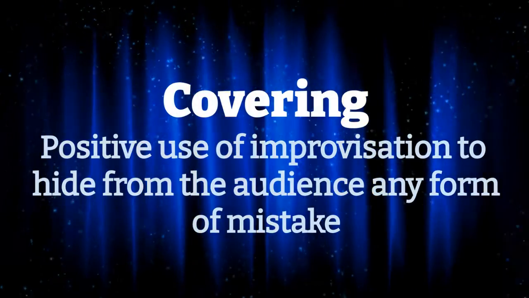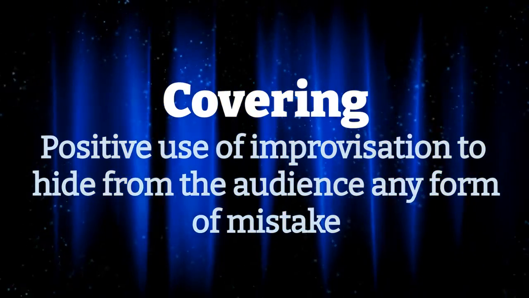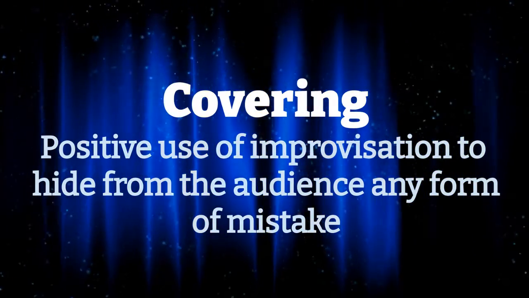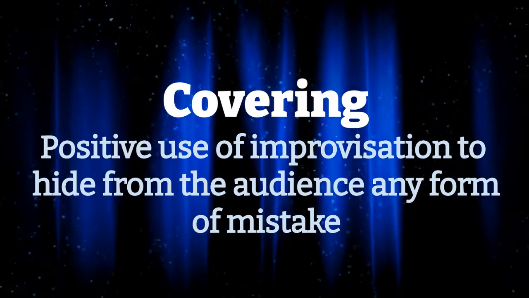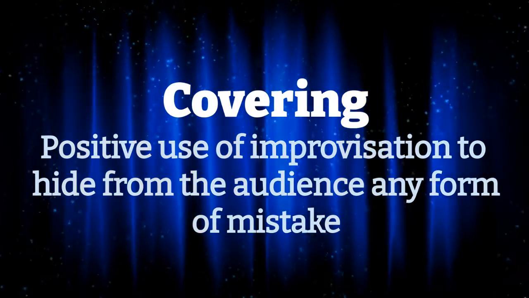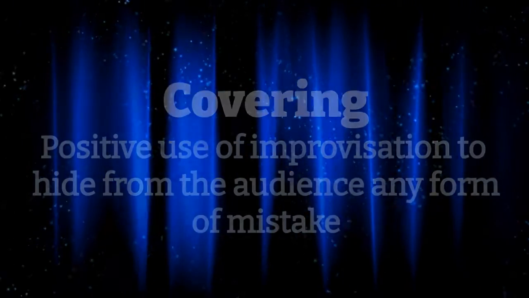Covering. Now, we talked about the bad covering last week. This time we're going to talk about the good covering. Positive use of improvisation to hide from the audience any form of mistake. So this is one of the only times you should be ad-libbing on stage. If someone makes a mistake and you need to keep the play going and not have any big, strange gaps in the dialogue or in the movements, you need to cover for them. That's when you improvise and try to make sure the audience doesn't realize that a mistake was even made.